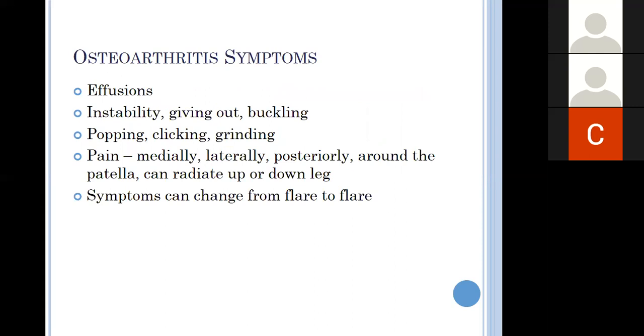So arthritis symptoms are really anything and everything. Most people think of it as just chronic mild pain. That's never what I see. It's always acute, stabbing, sharp. Sometimes it started with a sudden twisting, other times it doesn't. It can radiate up and down your leg, and feel like it's unstable, giving out, buckling, popping, clicking, grinding. Pain is medial, lateral, posterior, around the patella, so literally anything, kind of like lupus. It feels like it's all in that area, and symptoms can really change from flare to flare.